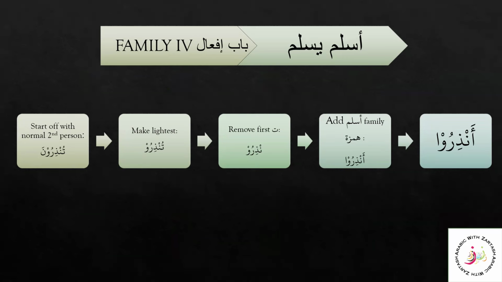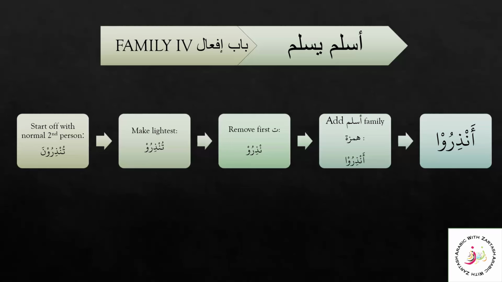Now, let's do some examples from the Aslama Yuslimu family, the family for Bab Ifal. We know Aslama, Yuslimu, Islaman, fahuwa Muslimun. So here we are going to use the command tense, and see how we make the fail for this Aslama Yuslimu family. We have taken this word Anzara Yunziru, and we have taken the Antunna version, Tunziruna.